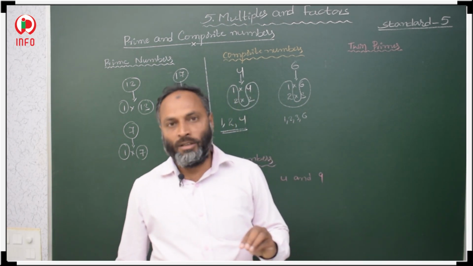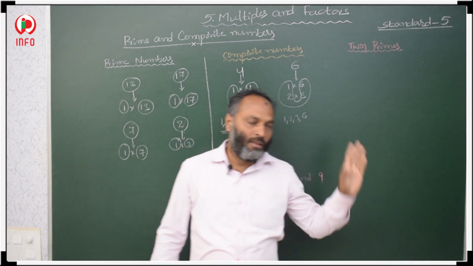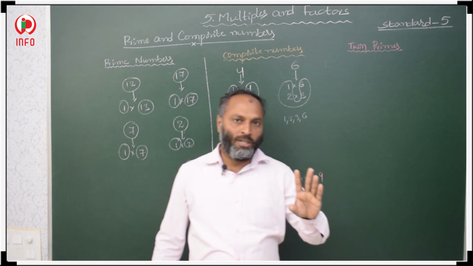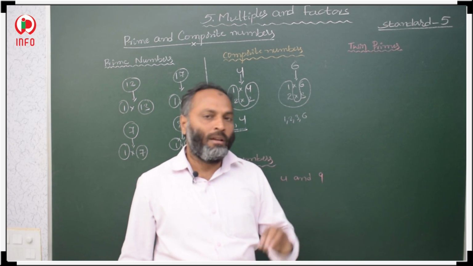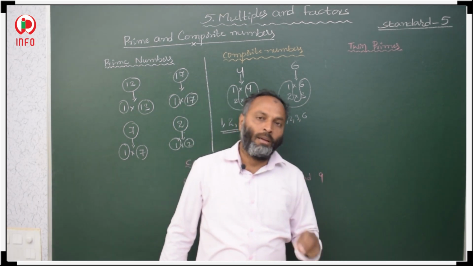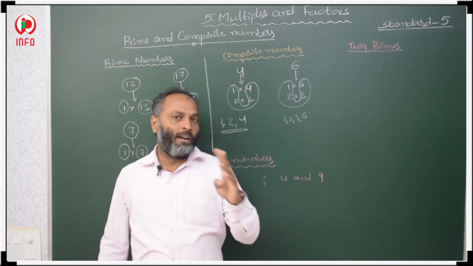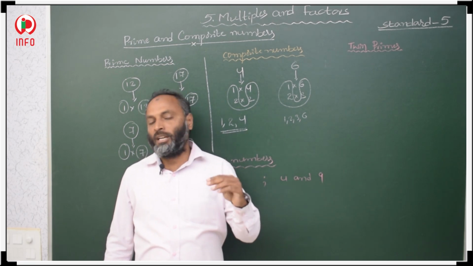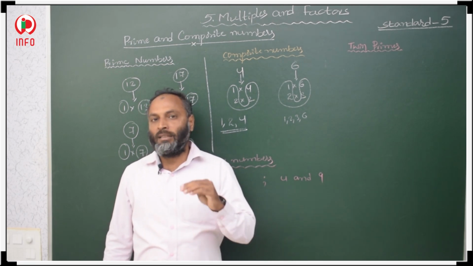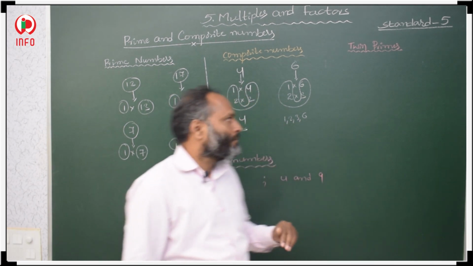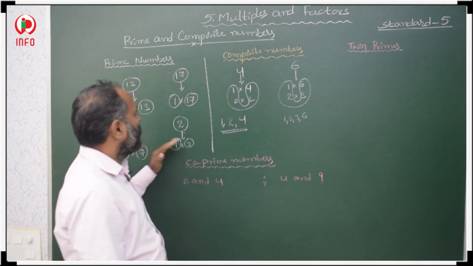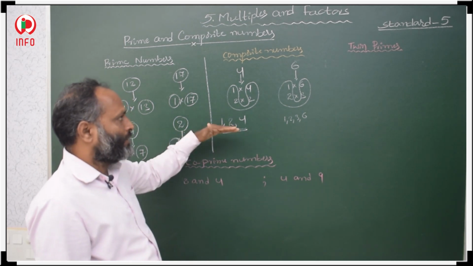So, all non-zero numbers have at least 2 factors, either it is a prime number or it is a composite number. Prime numbers are having 2 factors and composite numbers having more than 2 factors. So, these are the prime numbers and composite numbers.